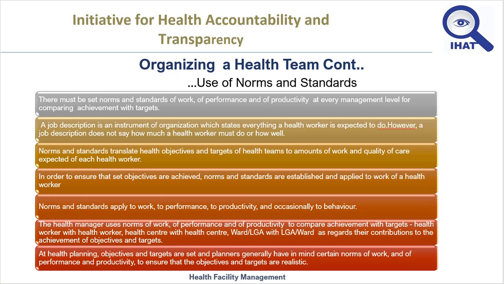Let's also note that the use of norms and standards is very important in organizing a health team. There must be set norms and standards of work, of performance, of productivity at every management level for comparing achievements with targets. While a job description is an instrument of organization which states everything a health worker is expected to do, a job description does not show how much a health worker must do or how well he must do that. It is the norms and standards that translate health objectives and targets of the health team to amounts of work and quality of care expected of each health worker.